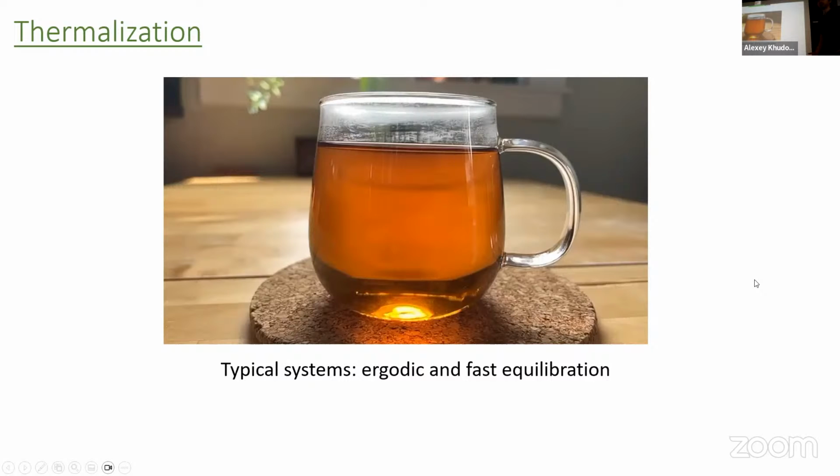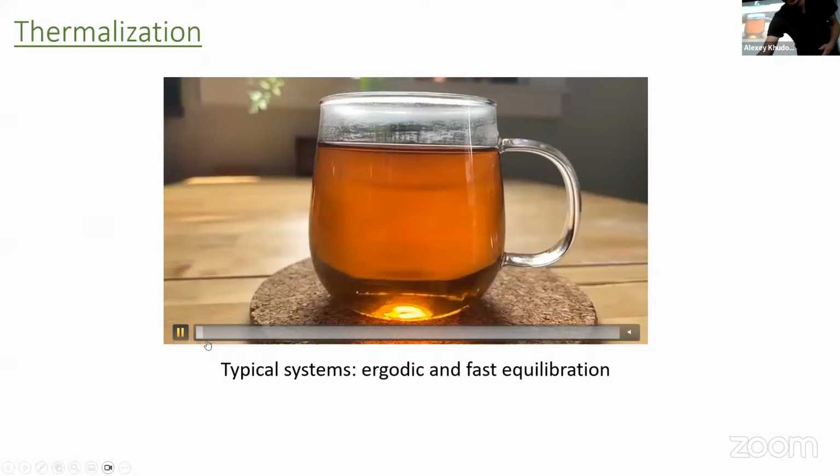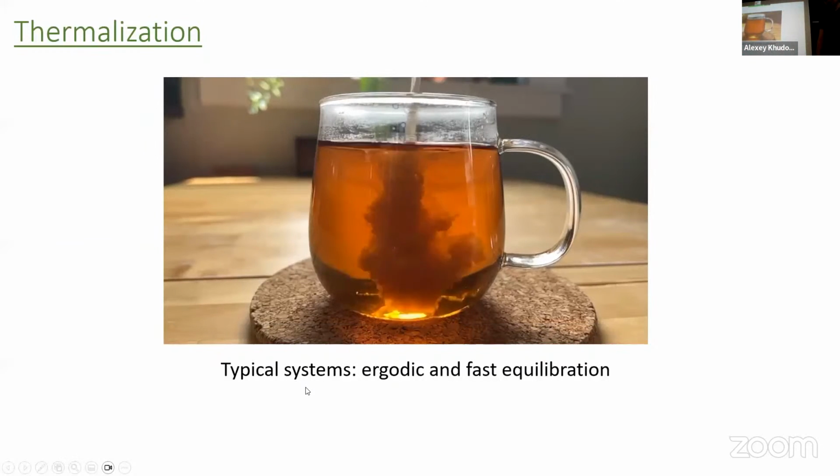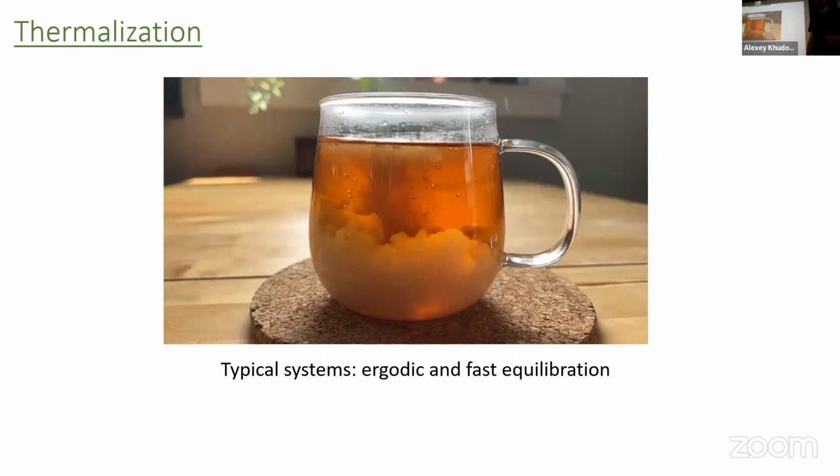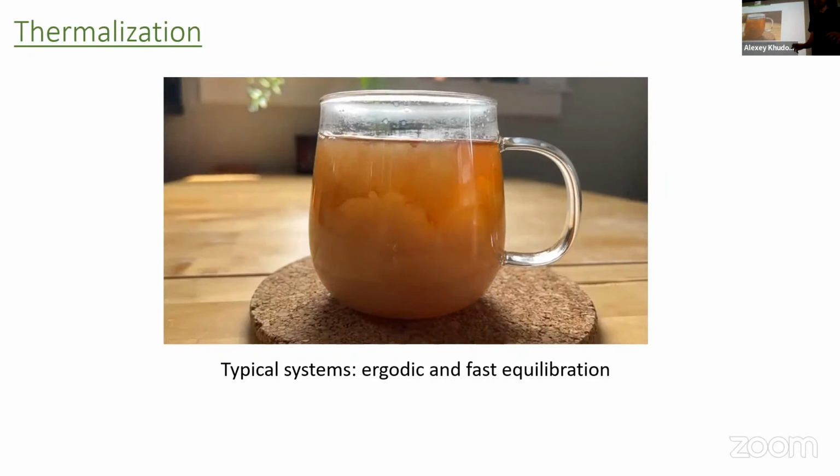Typically when we think of a StatMech system, generic typical systems, they are ergodic, meaning that they explore the whole available phase space or Hilbert space, and they also equilibrate fast. So let's see this in action. You see the state quickly goes from a complicated state with some non-trivial structure to a boring state where the milk is mixed in the whole entirety of the cup.